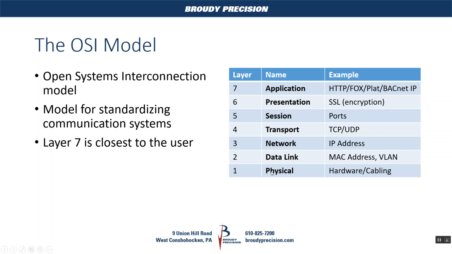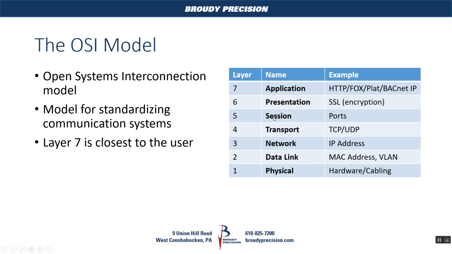So the OSI model says that there are these 7 different layers, and they start at the physical layer. The physical layer, for our case, is the hardware and the cabling. Second layer is our data link layer, and that's where our MAC address and our VLANs are going to live. The third layer is the network layer, and that's where our IP addresses live. The fourth layer is the transport layer, and that's where TCP and UDP packets live.